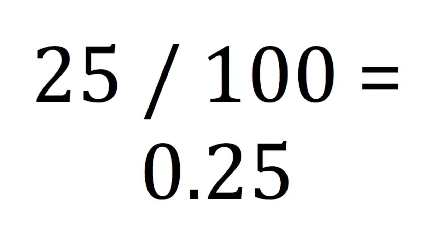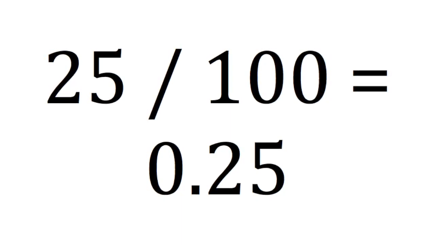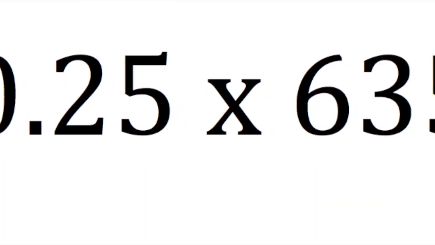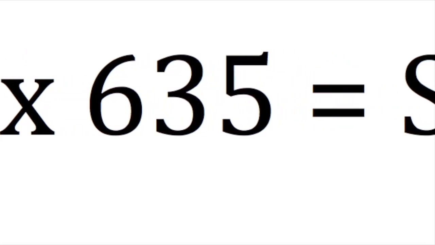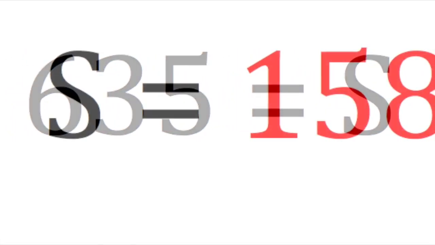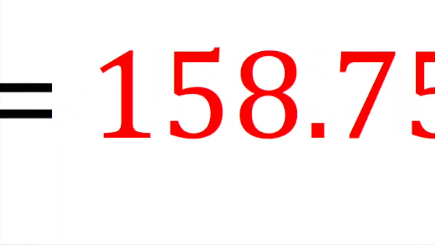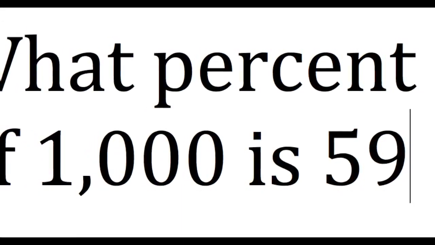We can turn 25% into a decimal, making it able to multiply with a whole number. We do that by taking 25 and dividing it by 100, which gives us 0.25. Now we can take 0.25 and multiply it with 635, and that gives us our solution of 158.75. Let's do one more. This one is a little tricky.